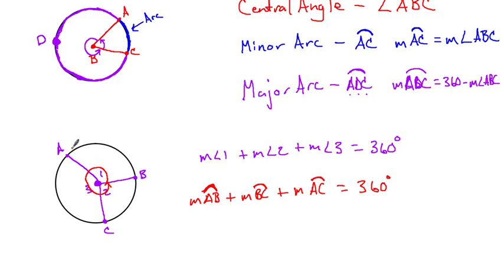So what we're saying is AB plus BC plus CA or AC equals 360 degrees. So that's not some kind of rocket science revolutionary thinking that nobody's ever seen. It makes sense, right?